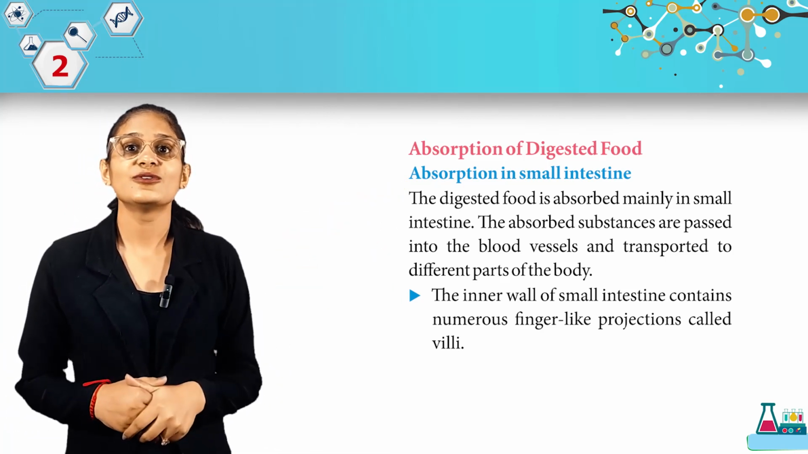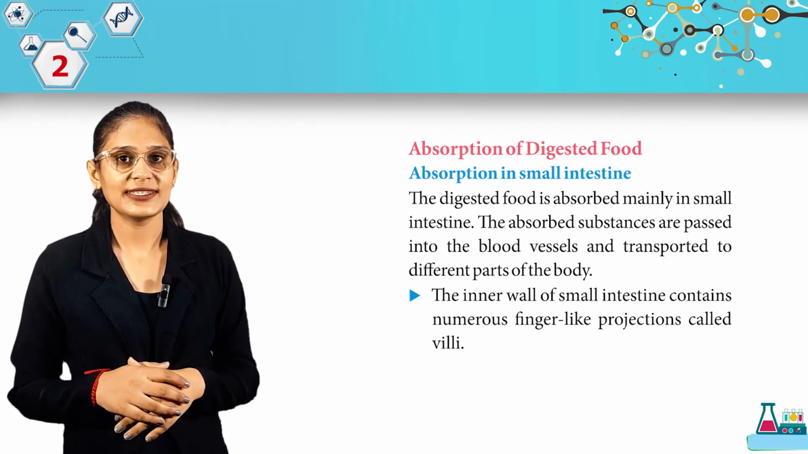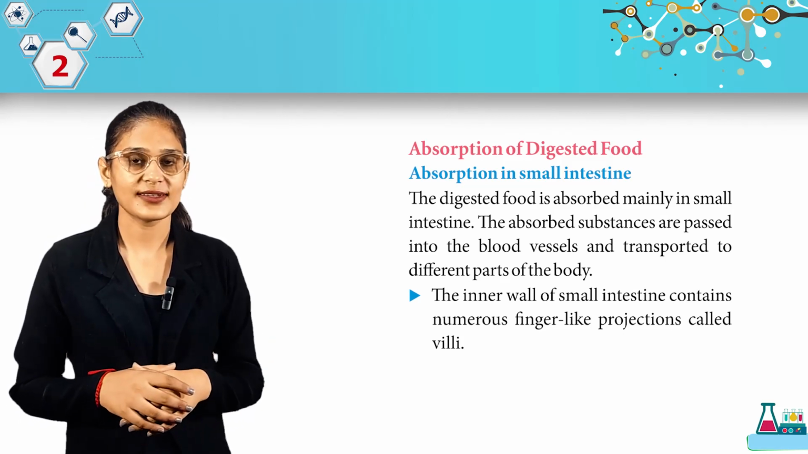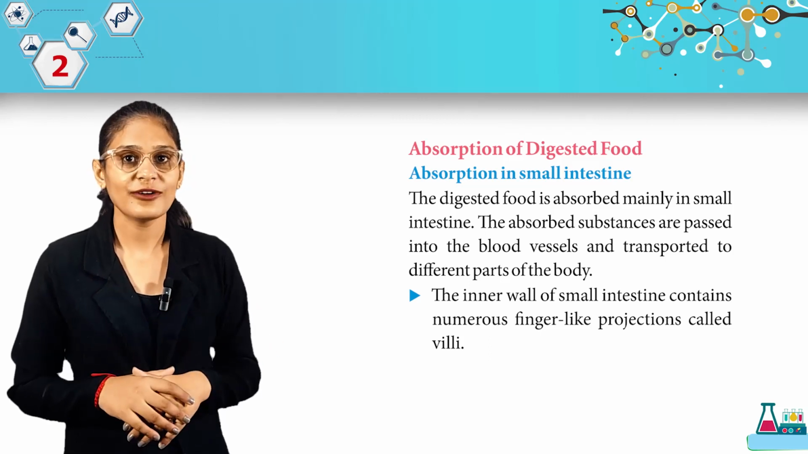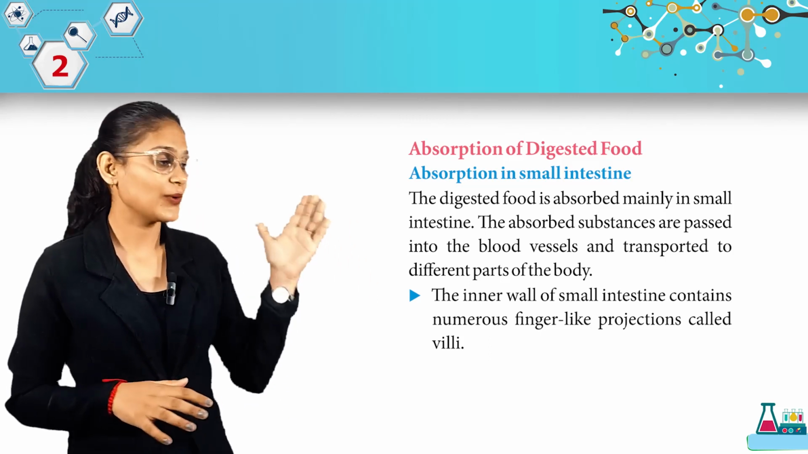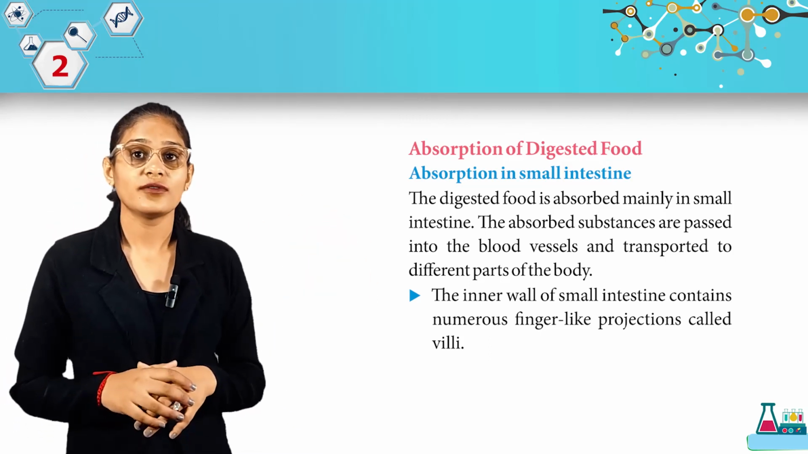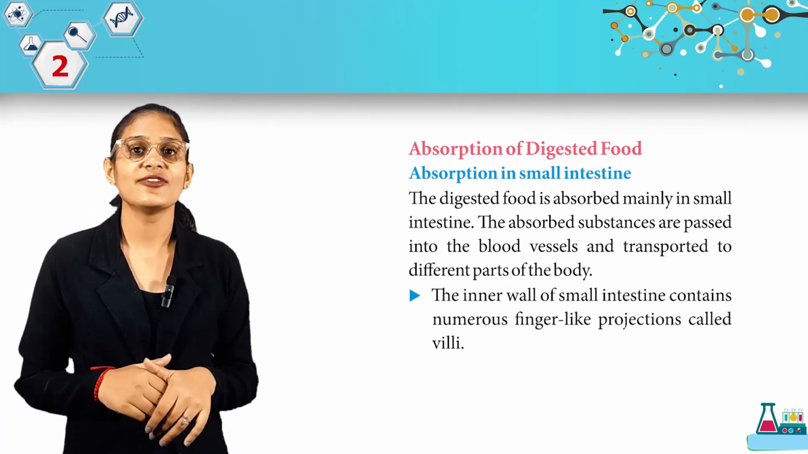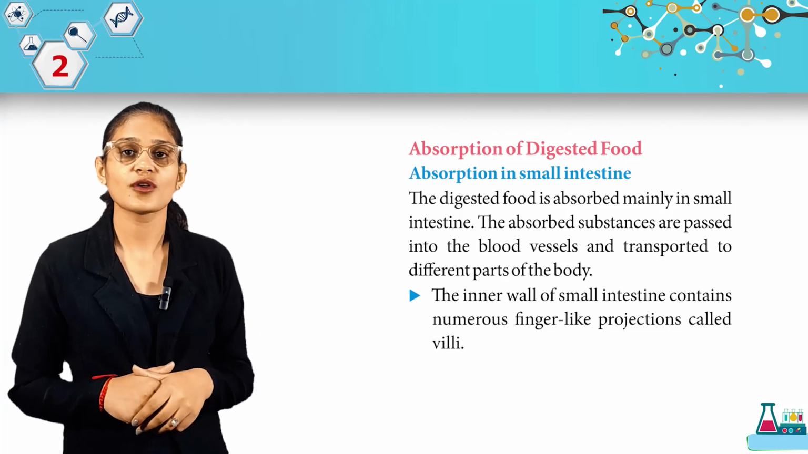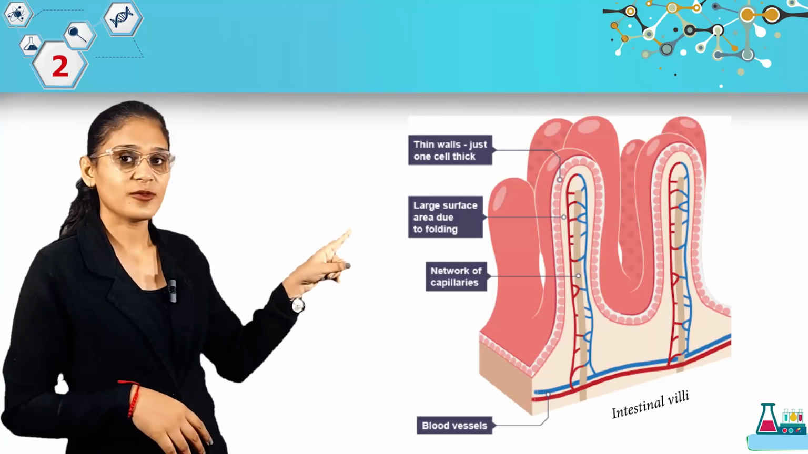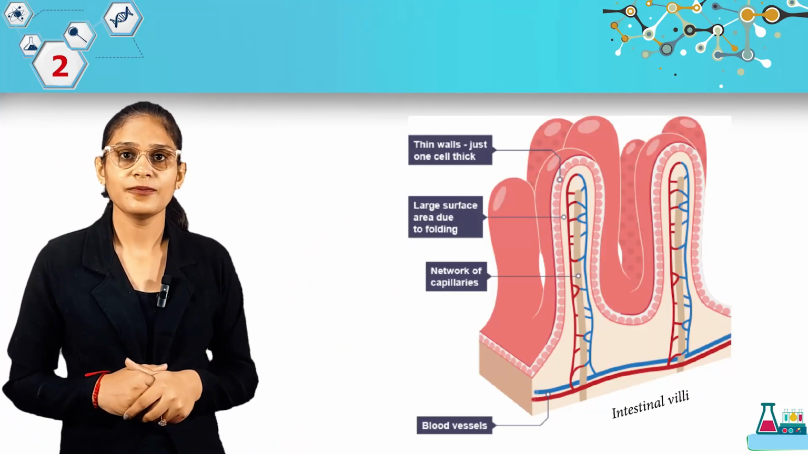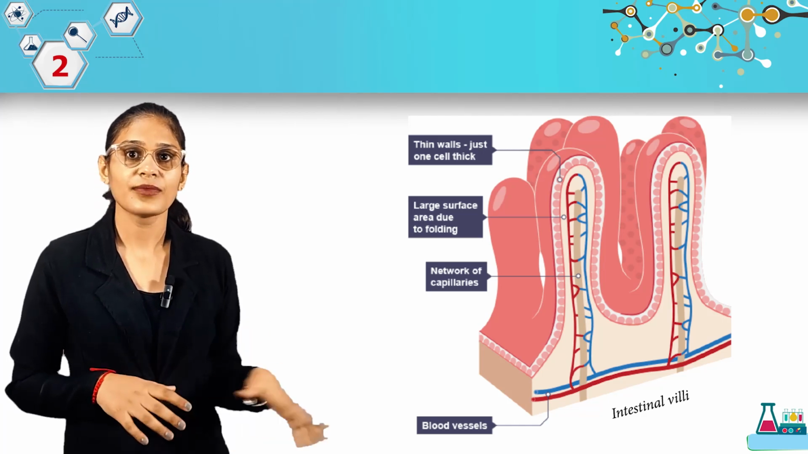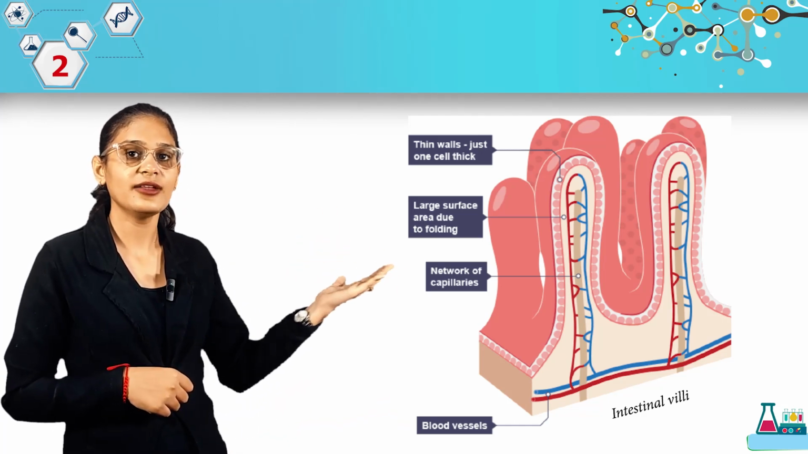The digested food is absorbed mainly in the small intestine. The absorbed substances are passed into the blood vessels and transported to different parts of the body. Look here. The inner wall of the small intestine contains numerous finger-like projections called villi. Student, look at this picture. This is the picture of villi. They are present inside the wall of the small intestine. Okay. Look at this picture, intestinal villi.